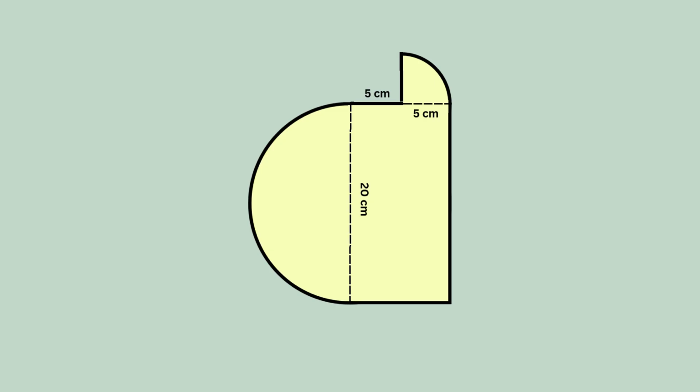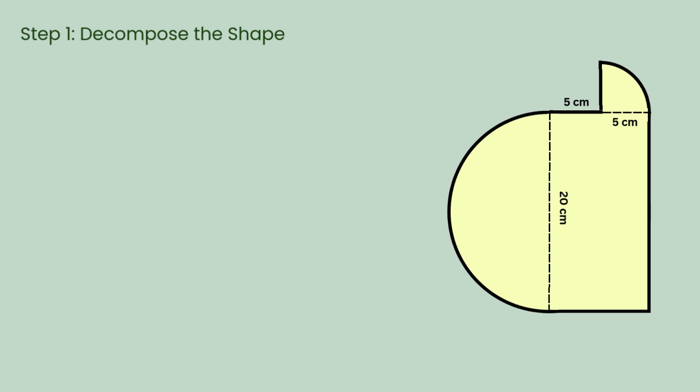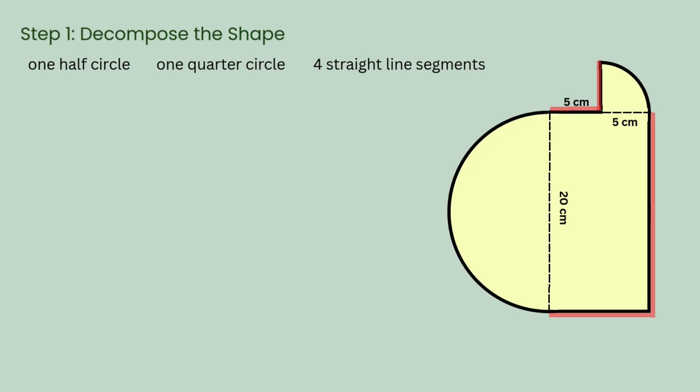Here's our example shape. It has both straight and curved edges, so we'll carefully identify each piece first. We start by breaking the shape apart. First, we notice 1/2 circle. Then we spot 1/4 circle. Then we label the straight sides. Piece by piece, the shape becomes a lot easier to understand.